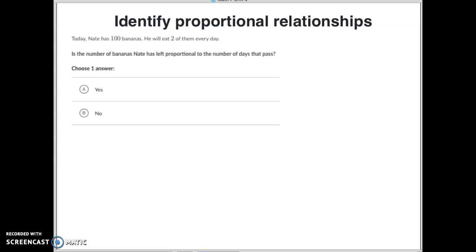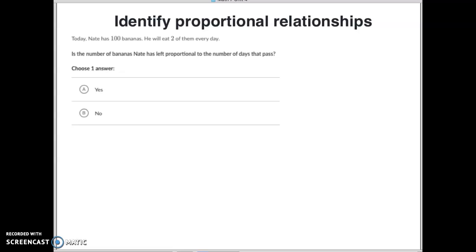So today we are identifying proportional relationships. Proportional relationships, just so you know, have to start at 0. Okay, so if it's going to be proportional, it's got to go up by the same amount each time, but it has to start at 0.